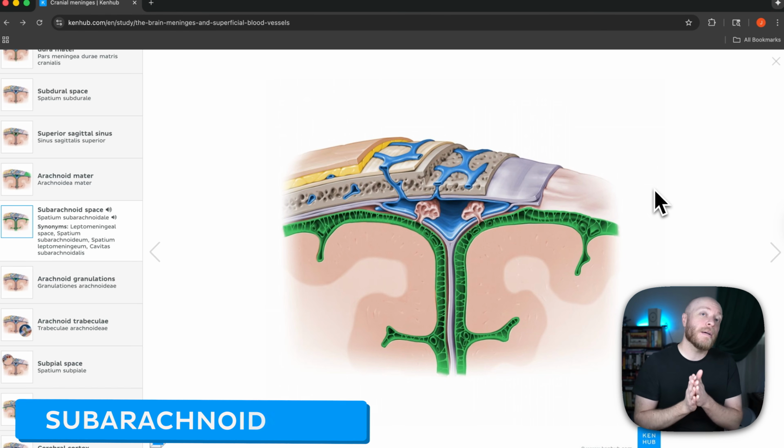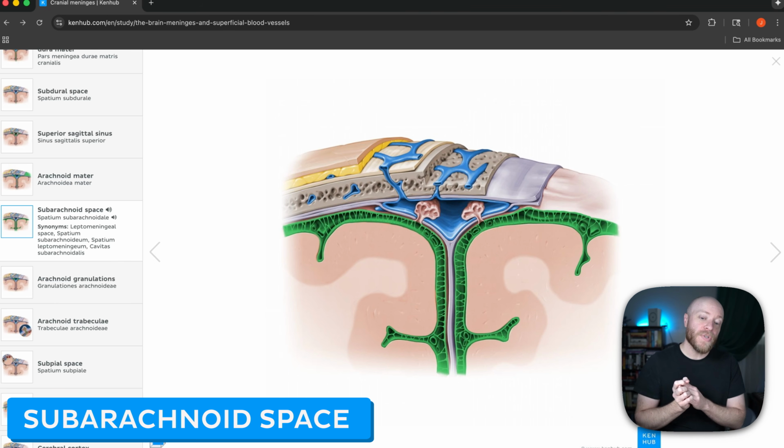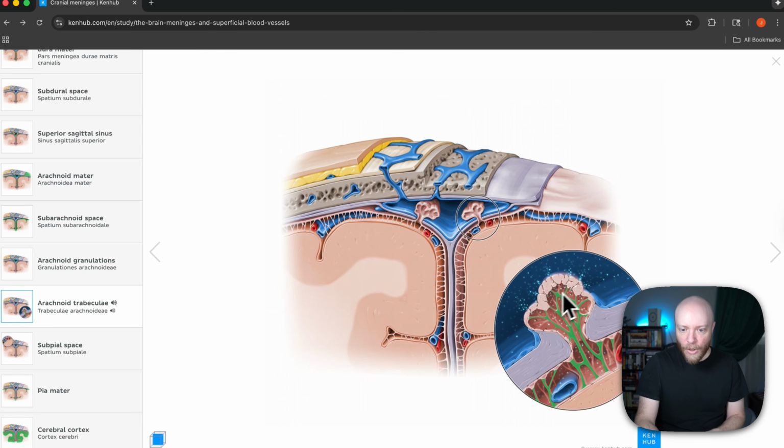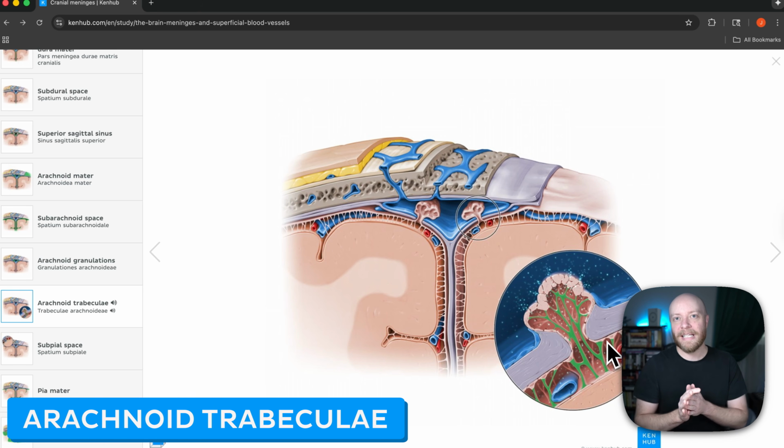Then we meet the subarachnoid space. Which makes sense. Sub means below, and now we just met the arachnoid, and now this is a space. Now, what's interesting is this is where we see all these tiny little strings. I'm going to skip ahead real quick because I want to explain them, because we're zooming in on one of these things here. You can see all these little branches. These are called the arachnoid trabeculae.